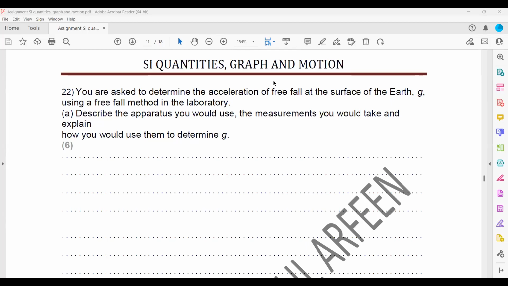In exams, you'll find this very common experiment: finding the acceleration due to gravity, or acceleration of free fall. It can be done in multiple ways. Like you can use a meter rule and a stopwatch. You can use light gates. You can also use a tap switch to work out the acceleration due to gravity.